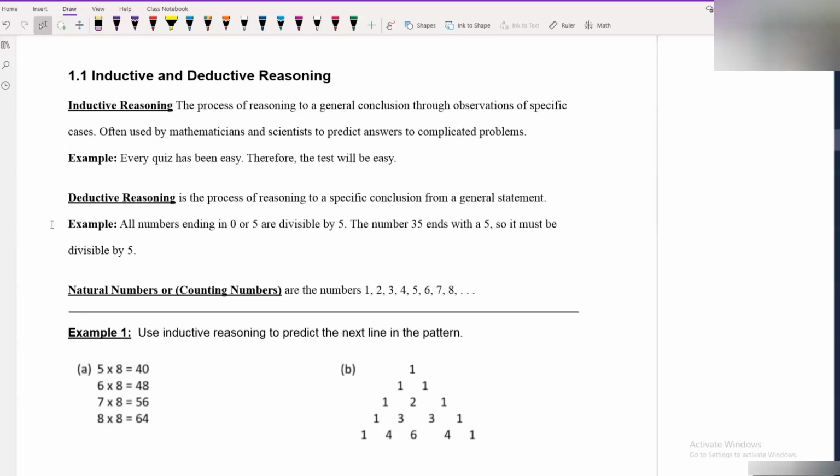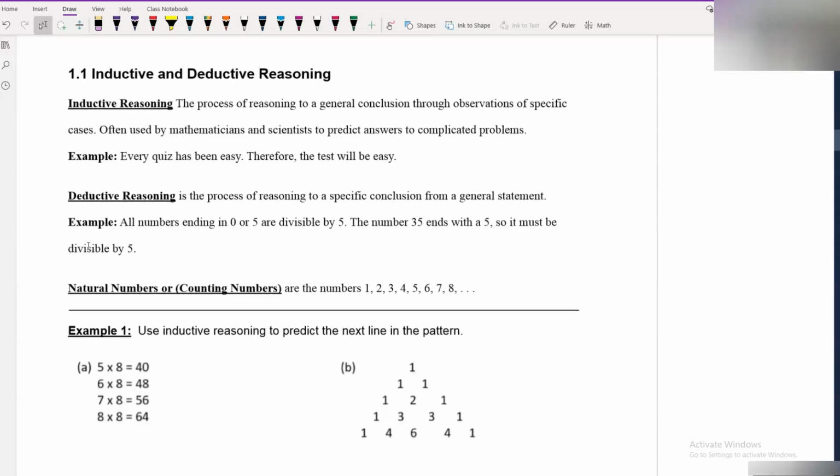1.1. You can find this one on Canvas. Here we have the definition of inductive and deductive reasoning.